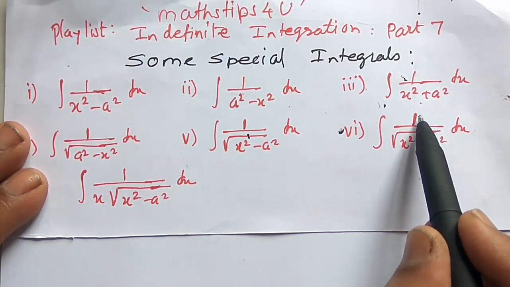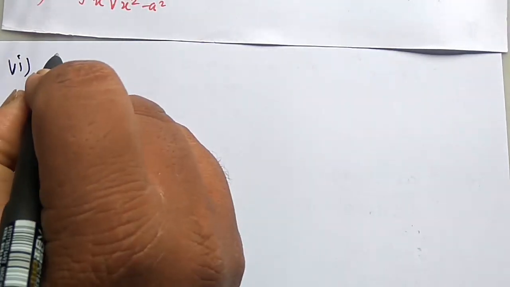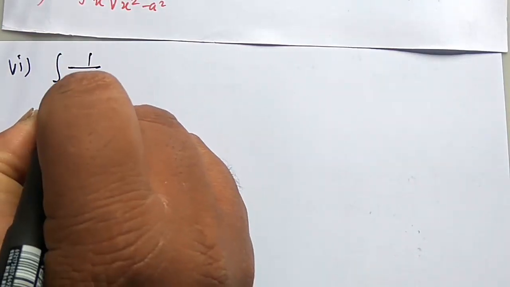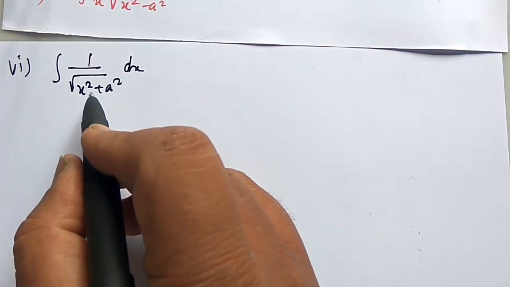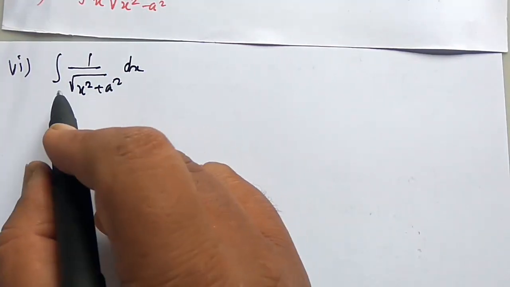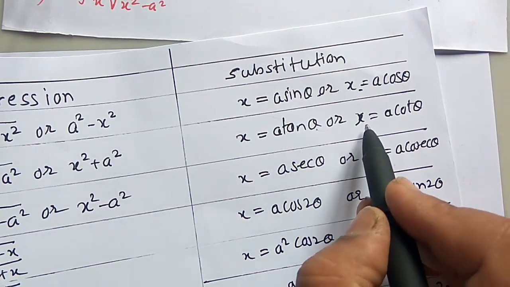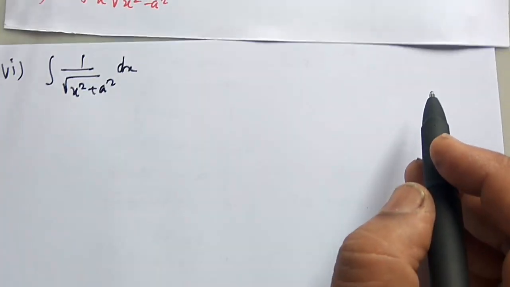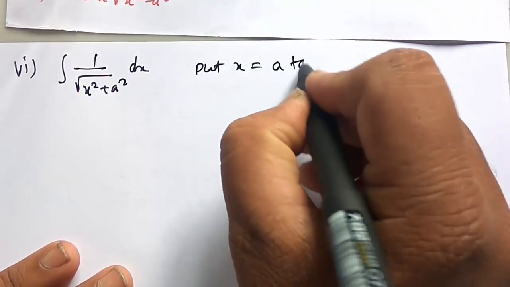Seventh, integration of 1 upon under root of x square plus a square dx. If the expression is x square plus a square or under root of x square plus a square, then we use x is equal to a tan theta or x is equal to a cot theta. Therefore, put x is equal to a tan theta.